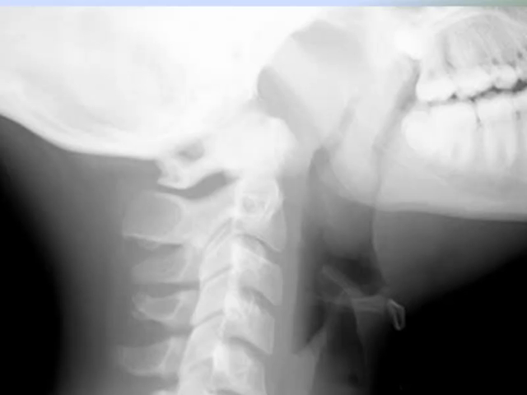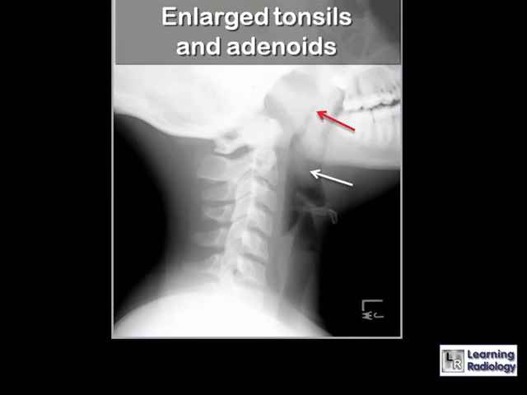There is enlargement of the adenoids, the soft tissues represented at the base of the skull, which are narrowing the nasopharyngeal airway, the red arrow. This individual also has enlargement of the lingual tonsils, as shown by the white arrow.